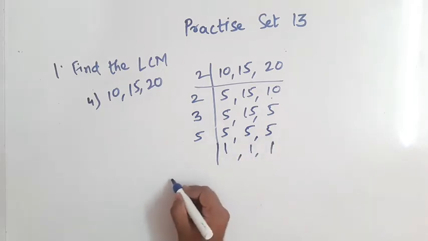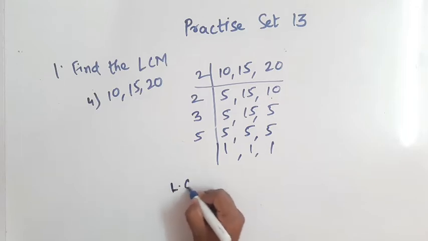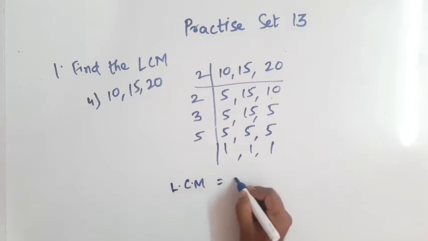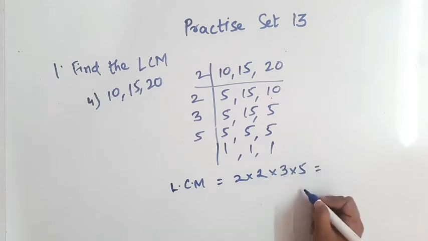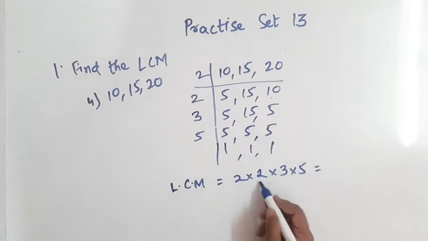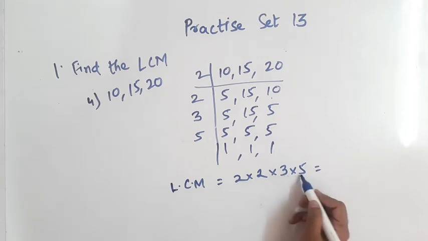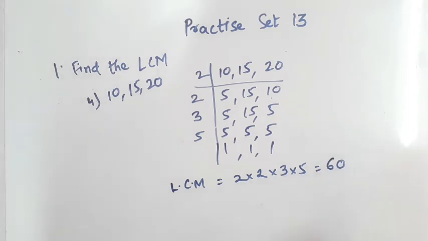Okay, so LCM equals 2 into 2 into 3 into 5. It is 2 twos are 4, 4 threes are 12, 12 fives are 60. So the LCM of these three numbers is 60.